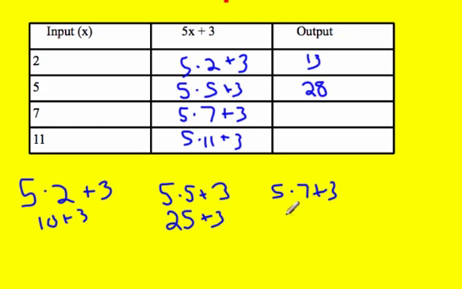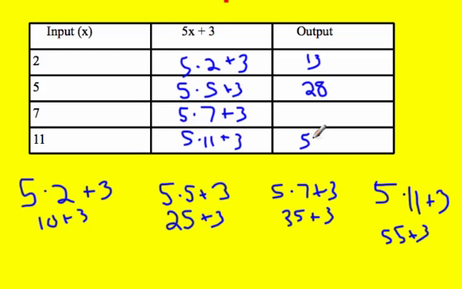And of course here we do multiplication first again. Order of operations says so. 35 plus 3 is 38. And then finally 5 times 11 plus 3. That's 55 plus 3, which is 58. I forgot to fill my other one in up here, so I'll do that too. We had 35 plus 3, and that, of course, is 38. So we'll write that in here. Yeah, that's all it is to do two-step rules.